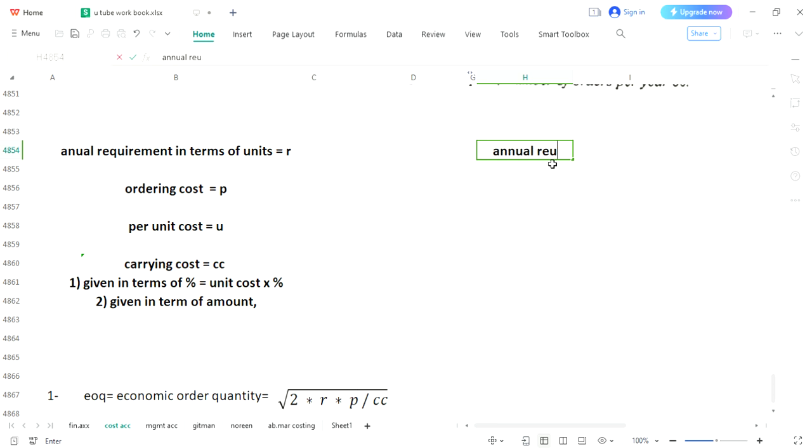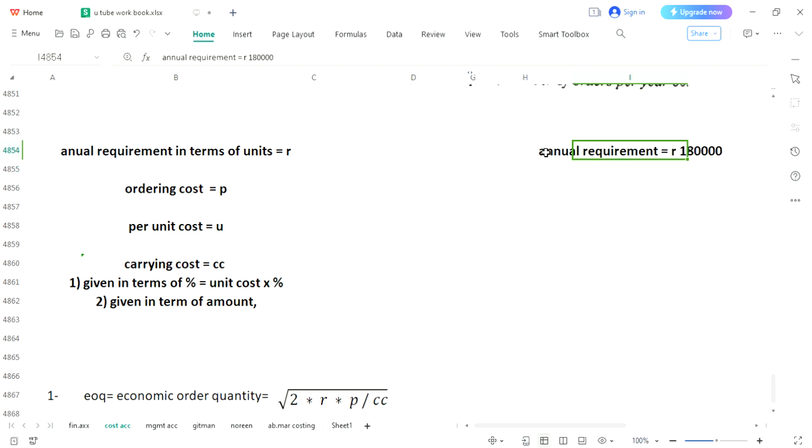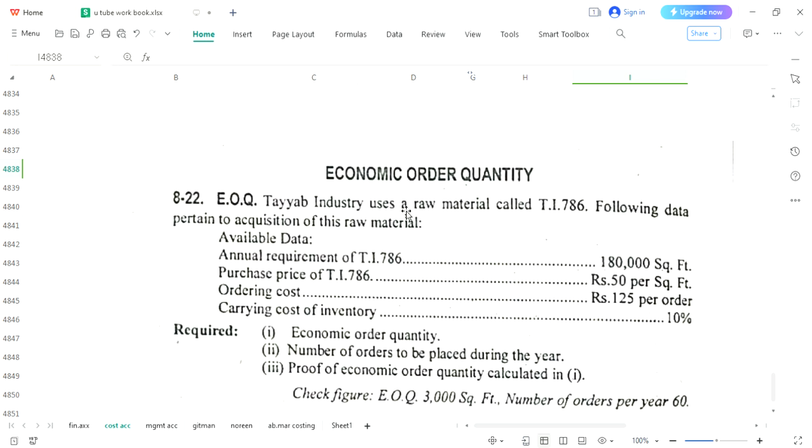So here, to solve this question we will write our annual requirement, which is R, and 1,80,000 is given in the question. In this way, the first input has been written, annual requirement, and keep in mind that it is small r. Okay, let's go back to the question and see what is next.